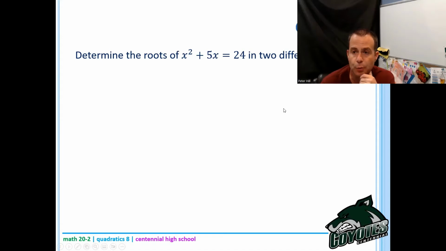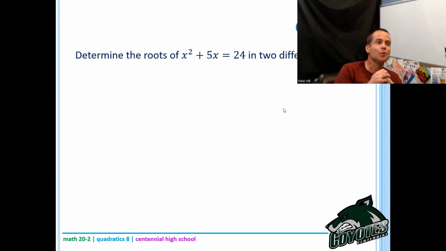All right, and so way number 1, I could graph just as I see it, the left side being y1, the right side being y2. So in y1, I'm going to put x squared plus 5x, and in y2, I'm going to stick 24.